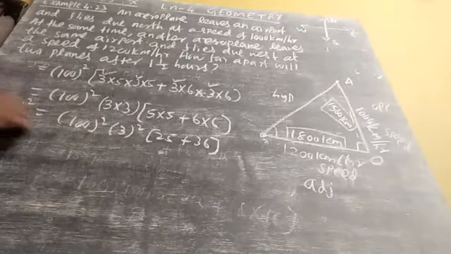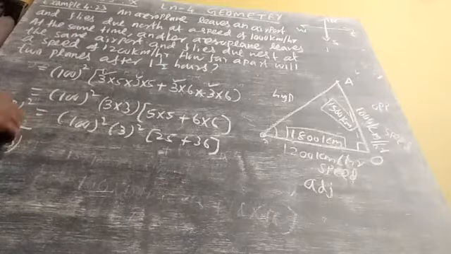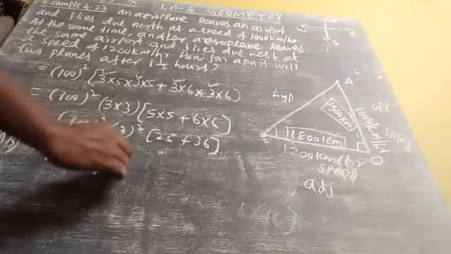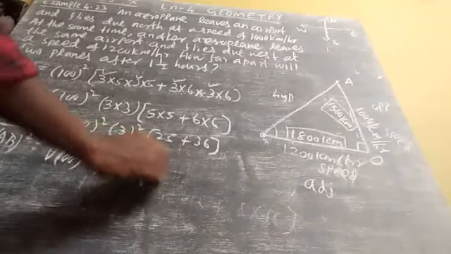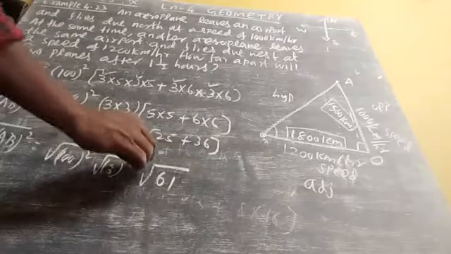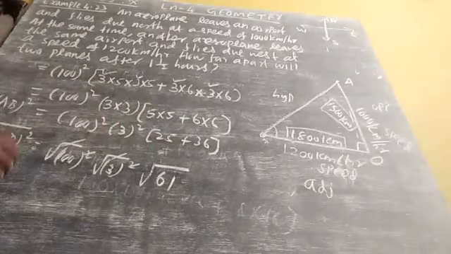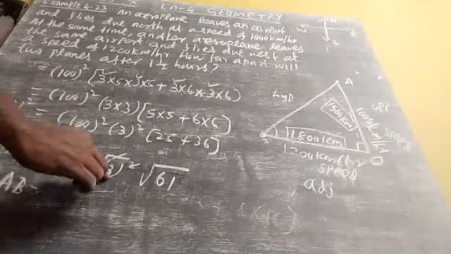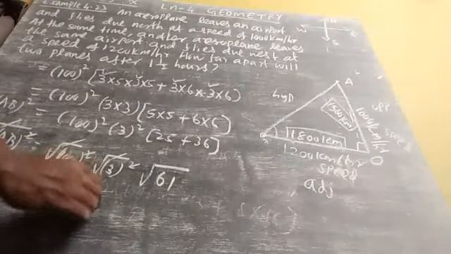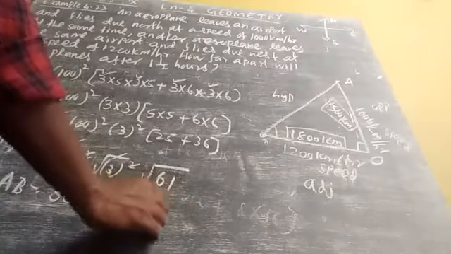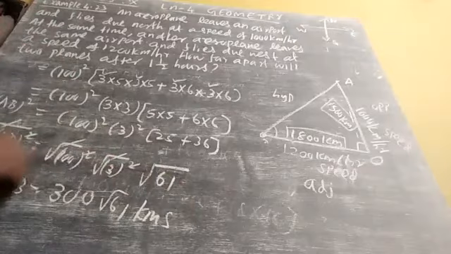Now take the square root. Square root of AB square equals square root of 100 square, square root of 3 square, and 25 plus 36 is 61. Square and root cancel. AB equals 100 into 3, which is 300 root 61. 300 root 61 kilometres. This is the answer. Very easy, no?